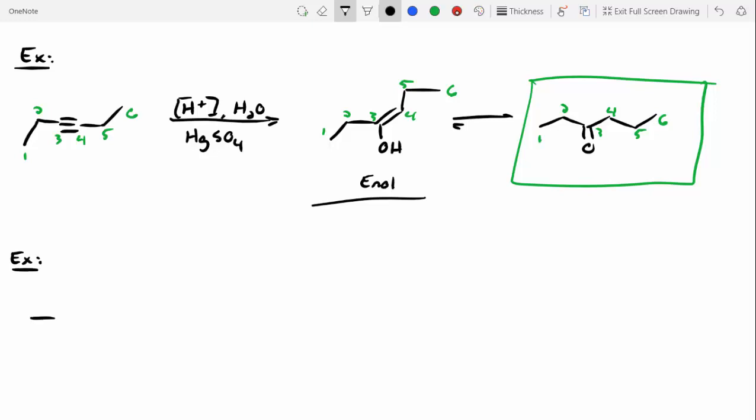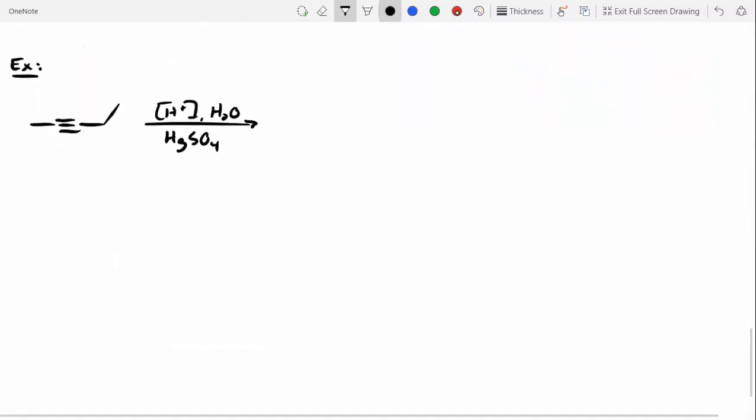This time I've got one that looks pretty similar. And again, we're going to use acid and water and mercury sulfate. And I want us to try to figure out what our product or products would be.